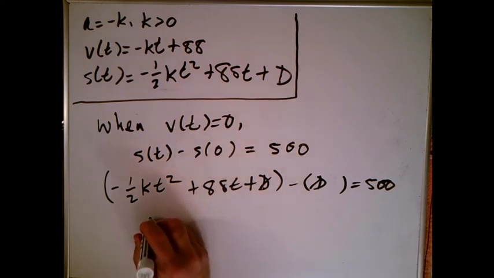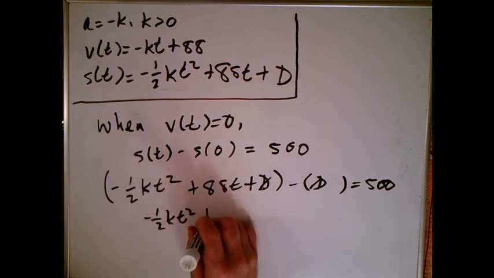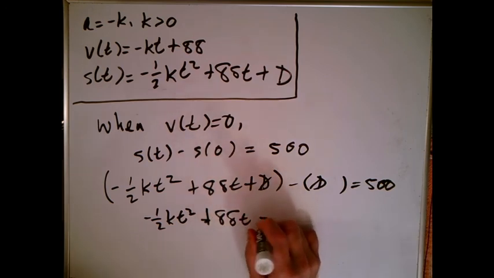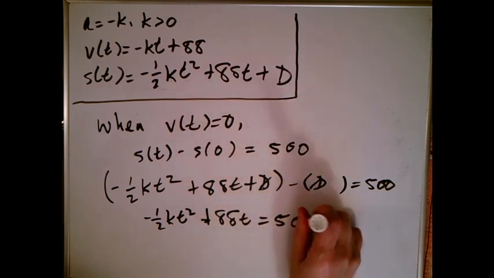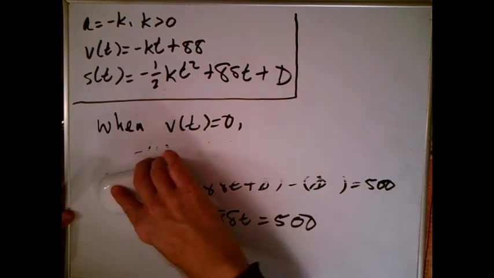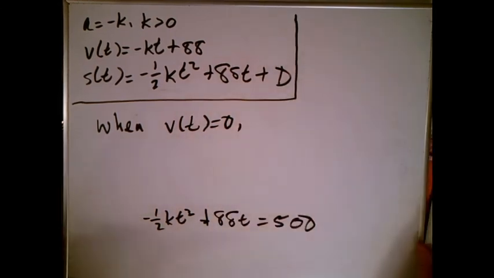So I'll try to write that cleaner down here and hope I don't run out of room. Minus 1/2 kt squared plus 88t equals 500. And what I'm going to do is just erase this little stuff in here so we have a little more room to work. If you want to see what was there, you certainly can go do what you want.